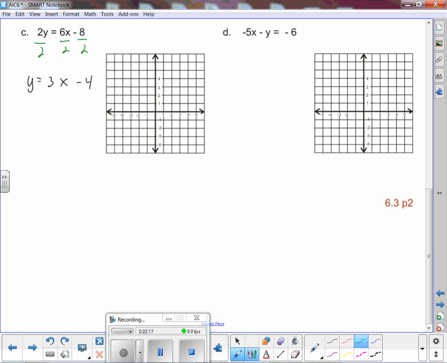On where? The x or y axis? Correct. So negative 4 on the y is right there. Did that first. And John, how do I use my slope to get the second point?